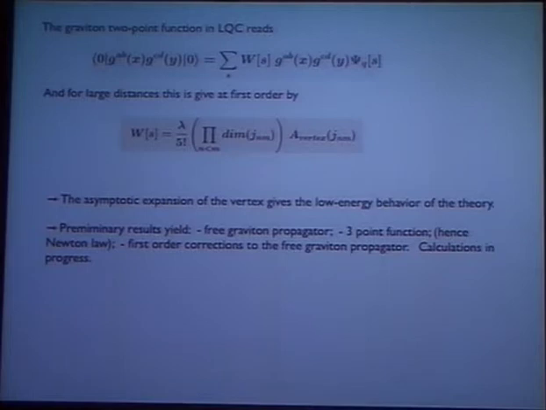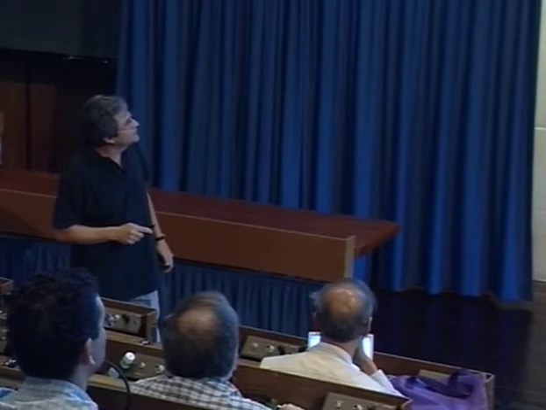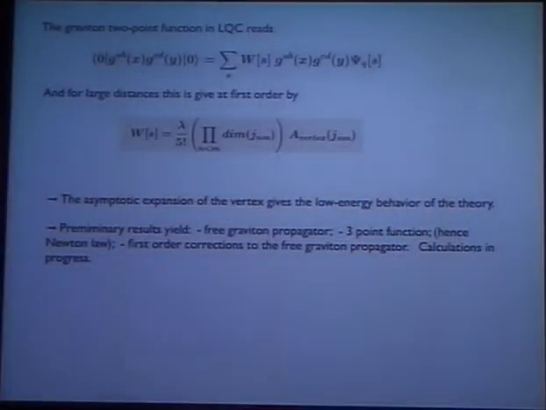So this is being computed. There's a lot of activity trying to make this precise, and this has been computed in some variants of the theory. There are preliminary results which give the free graviton propagator, a three-point function, and hence Newton's law, and some first-order corrections to the free graviton propagator. Now, again, there's a lot going on. I won't go into any detail.